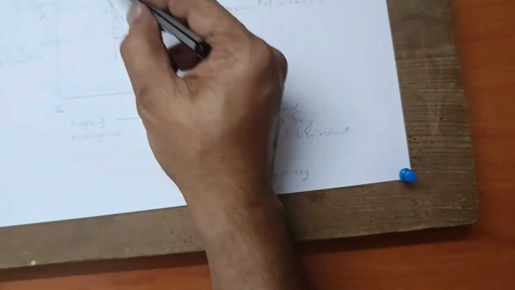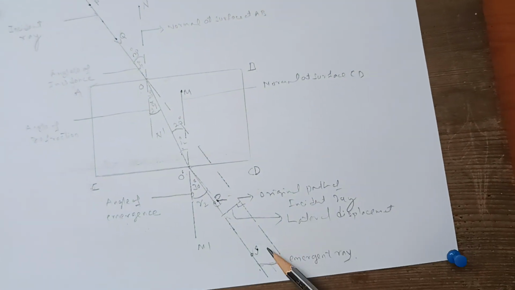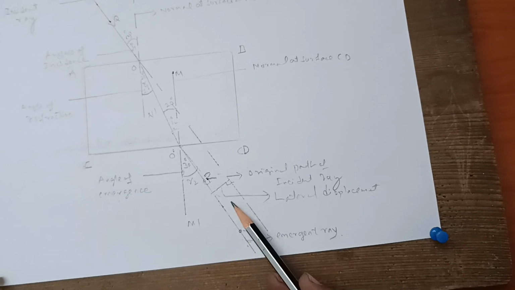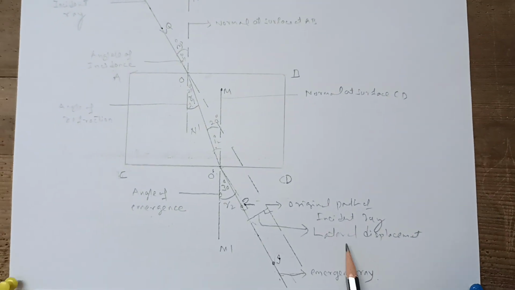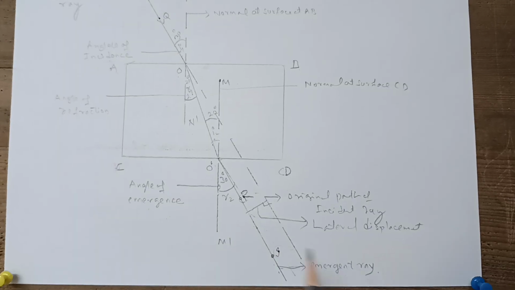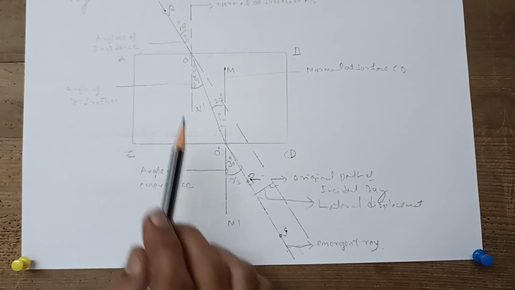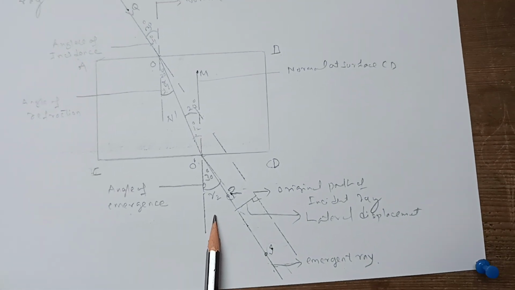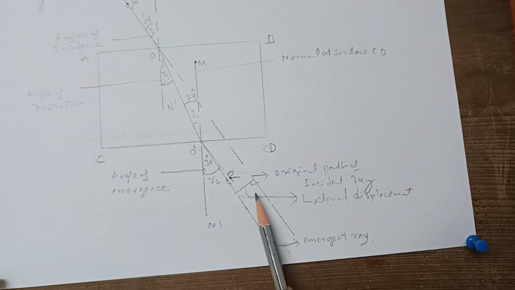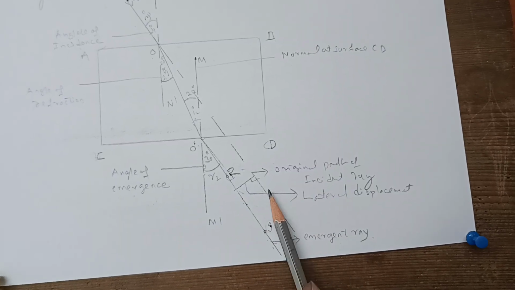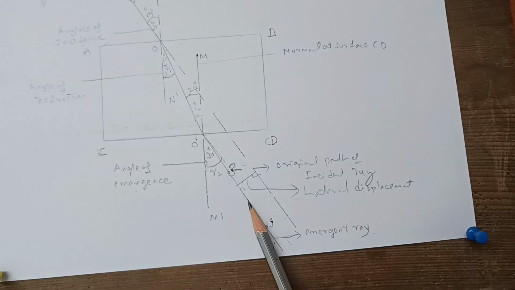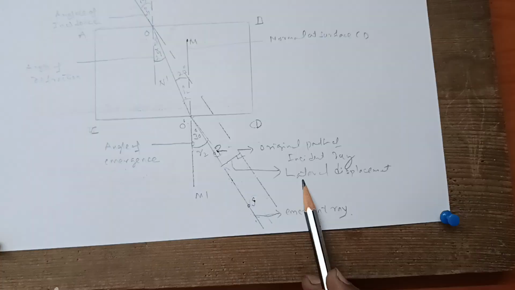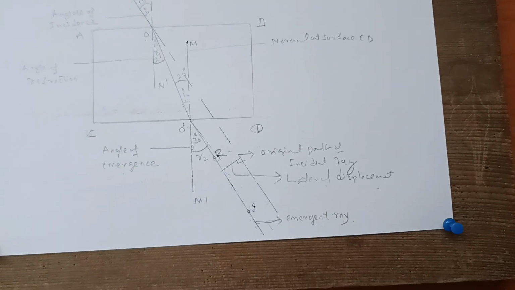That means the original path of the incident ray is this one, but because of the glass slab it has shifted, and this shift is called lateral shift or lateral displacement. And in this activity you will come to know that the angle of incidence is always equal to the angle of emergence, and the perpendicular distance between the original path of the incident ray and the emergent ray, which are parallel to each other, is called lateral displacement.